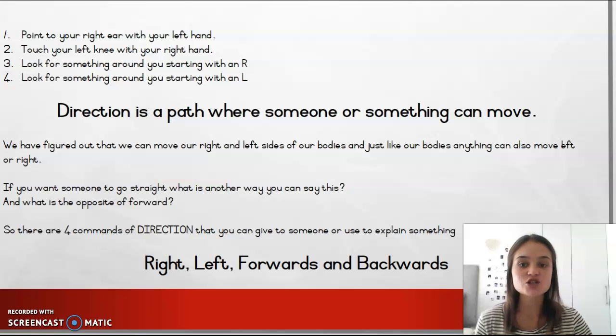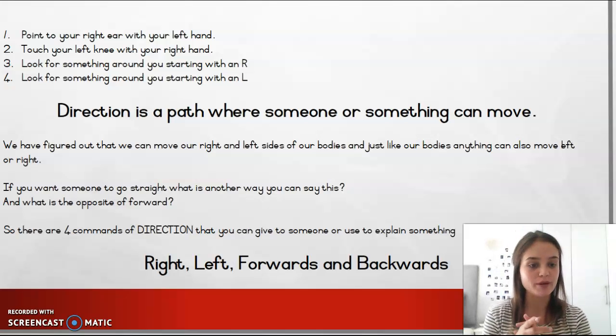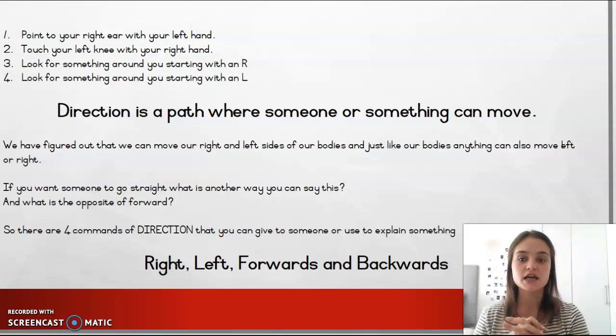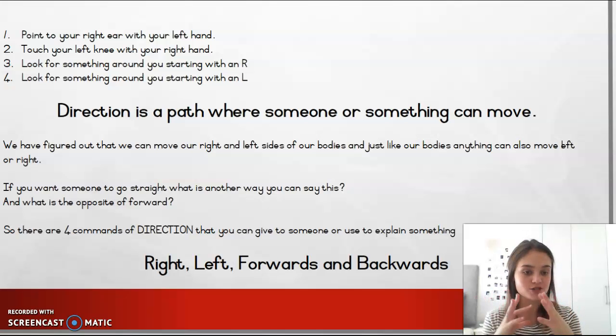Okay, so direction is a path where someone or something can move. Have you ever been in a car when someone says, we need the directions to get to the birthday party? And then you put on Google Maps and you listen to your Google Maps and it says, in 300 meters, turn right. In 60 meters, turn left. That is the directions. And can you hear the numbers? That's the distance. So we aren't learning distance yet. We are learning about directions. And soon it will all come together.